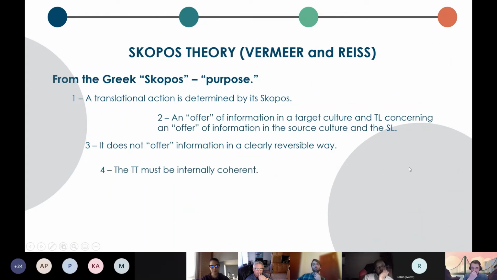Number 4, the target text must be internally coherent. I'll explain that in just a second, but I think it's more or less understood. It has to be understood by the target text reader. And the target text must be coherent with the source text. That's when we're going back to our basic fidelity to the source text. So they must say the same thing, not necessarily using the same terms, not necessarily for the same audience, but they have to say the same thing.